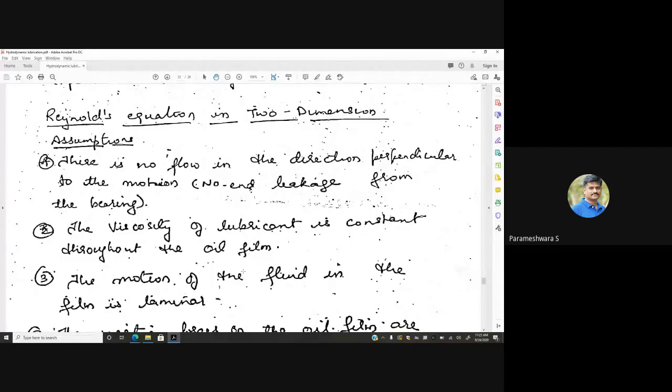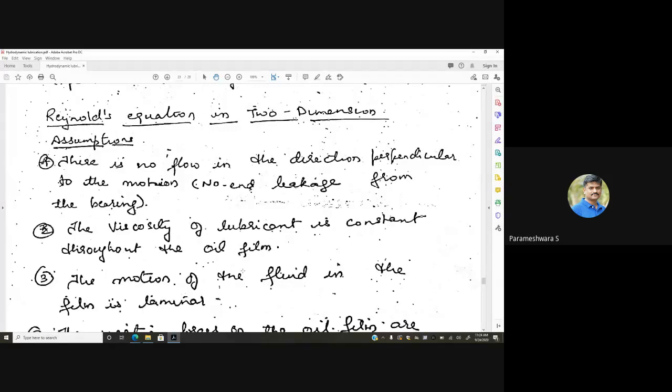He also showed that no such pressure can be developed between two parallel surfaces, and he derived a differential equation for the pressure distribution in the oil film. This equation became a basic equation in the hydrodynamic theory of lubrication. Applying this equation, Reynolds was able to explain the results of Tower's experiment.